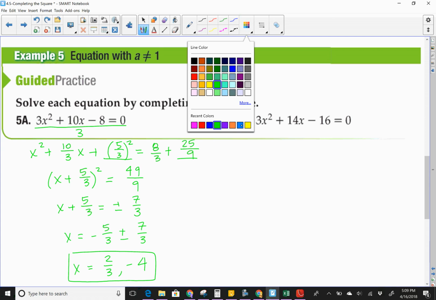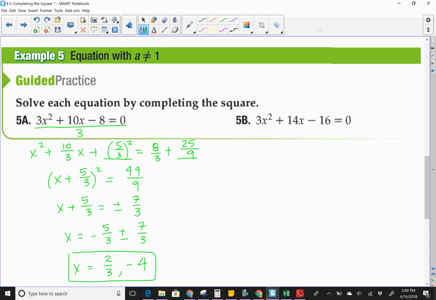All right, let's look at another one. No, let's go to that. Okay, 3x squared plus 14x minus 16. Again, we're going to divide everything by 3 because I can't complete the square if a is not 1. So I'm going to have x squared plus 14 thirds x plus blank equals, I'm taking the 16 to the other side, so that's 16 thirds plus blank.